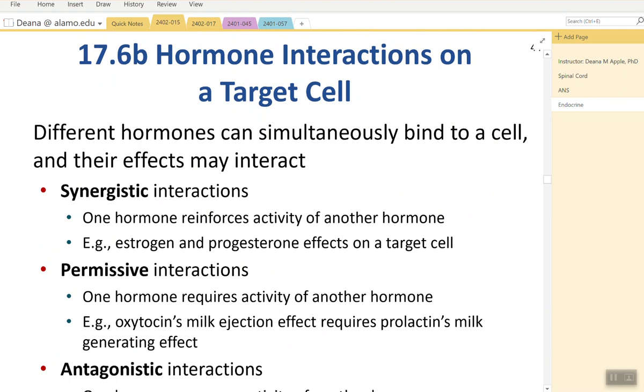You can have permissive hormonal interactions where one hormone has to be present in order for another hormone to work. So like oxytocin, we talked about that as a positive feedback mechanism, right? So oxytocin does not work in the absence of prolactin. So you have to have prolactin and oxytocin to generate the milk letdown reflex.